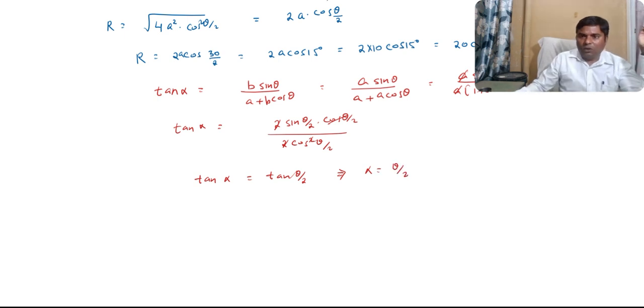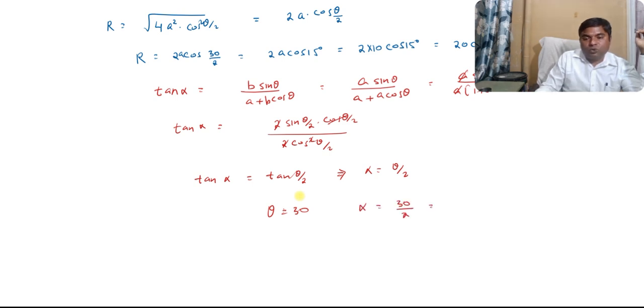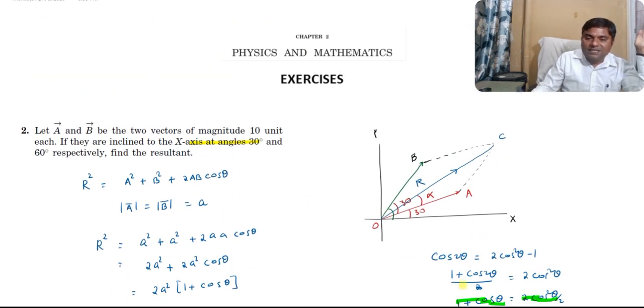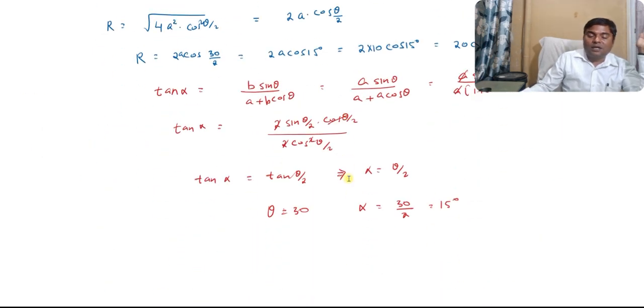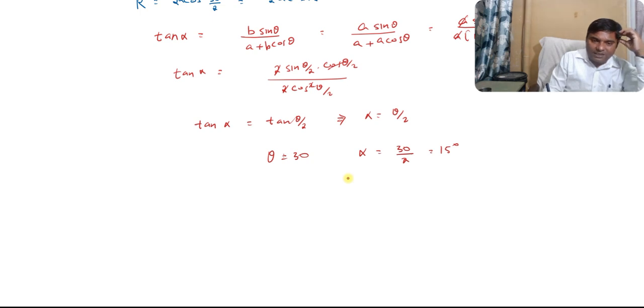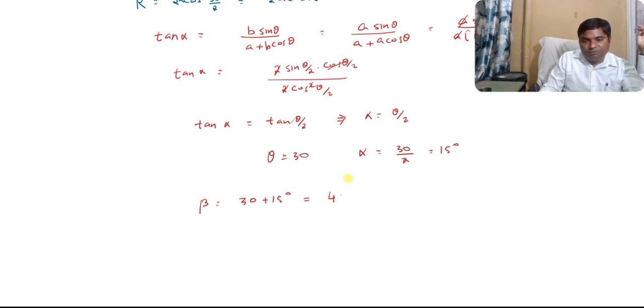Now, once we get the value of alpha, we put theta equal to the angle between the vectors, that is 30 degrees. So we get alpha is equal to 30 degrees divided by 2, which is equal to 15 degrees. Now we have to find the direction of the vector from the x-axis. So this is 30 degrees and this is alpha. The net angle of the resultant with the x-axis, suppose this angle is beta, is equal to 30 degrees plus 15 degrees. So the angle made by the resultant with the x-axis will be 45 degrees.